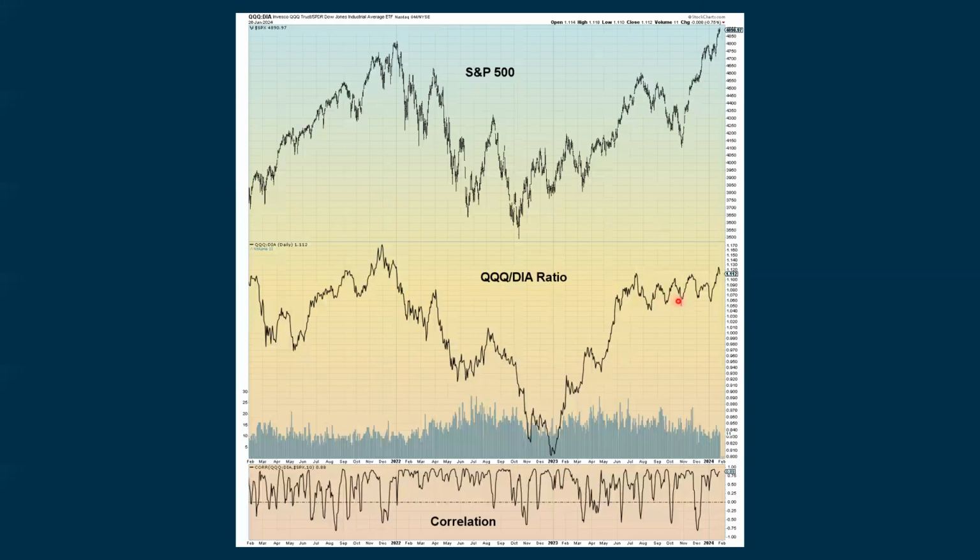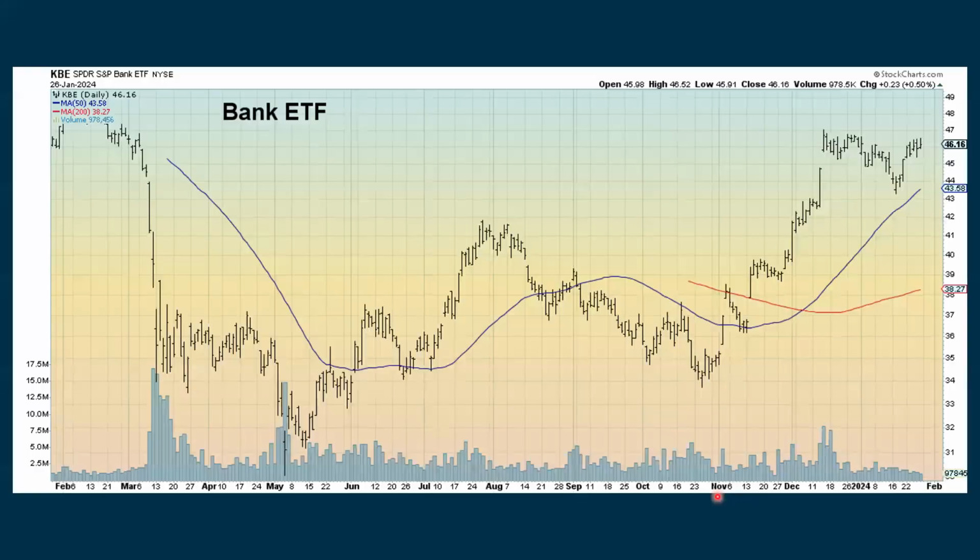Then we do a ratio, where I have the S&P on top and then the QQQs to Diamonds in the middle area. And then I look at a correlation between the two, and the Q to Diamond ratio is pretty strong. So if the NASDAQ 100 is going up, typically the Dow is also going up, and vice versa.